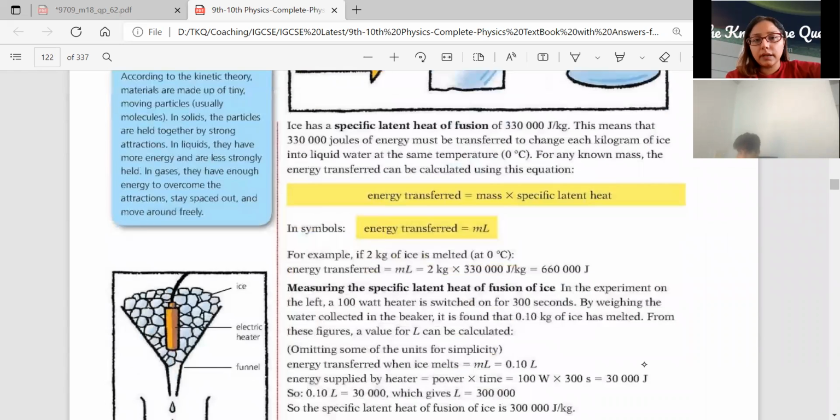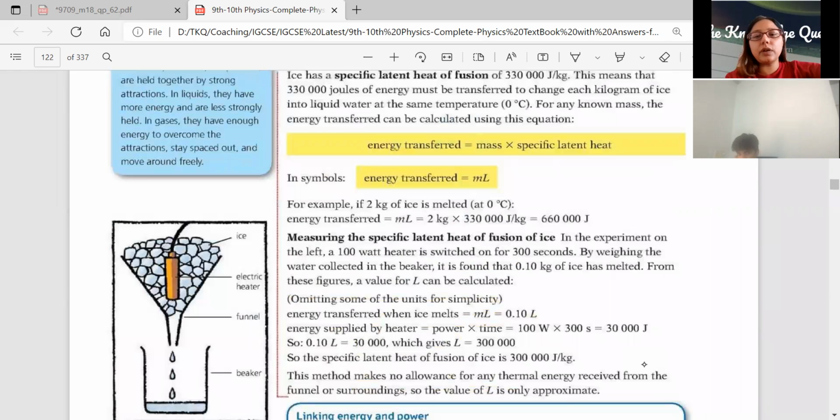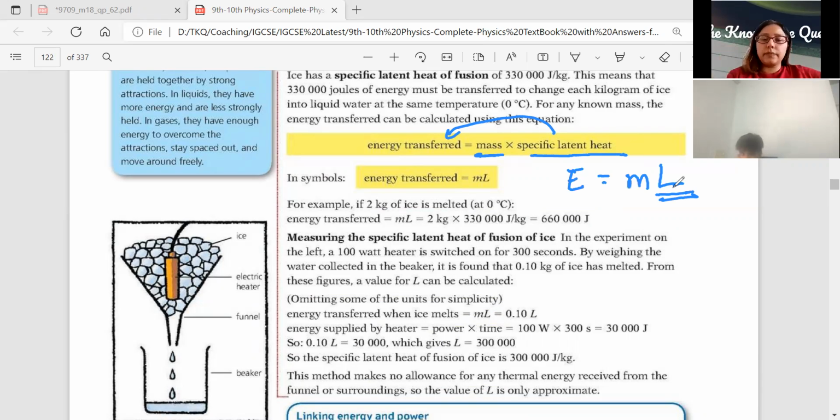Yeah. Clear? Okay. Now, the way we had a formula for specific heat capacity, we also have a formula for latent heat. And what is that? Mass into specific latent heat is equal to energy transferred. So E is equal to M into L, where L is the specific latent heat. Okay. So for example, we have 2 kgs of ice.